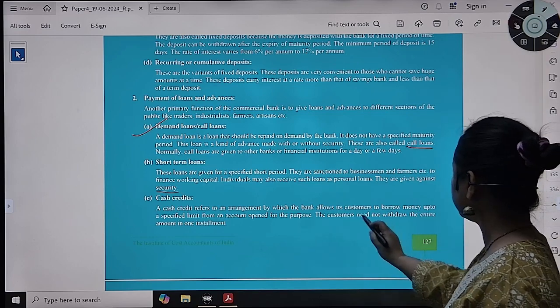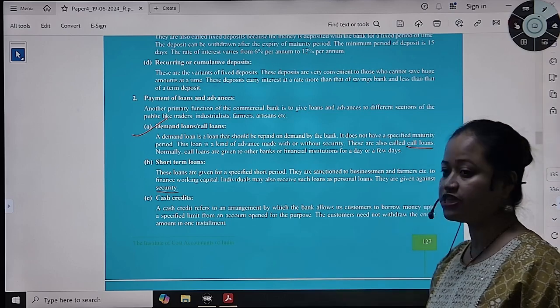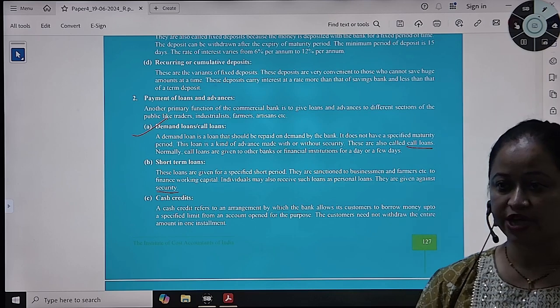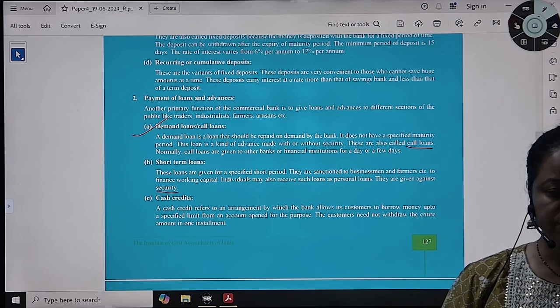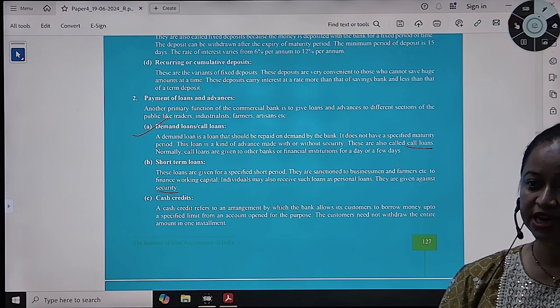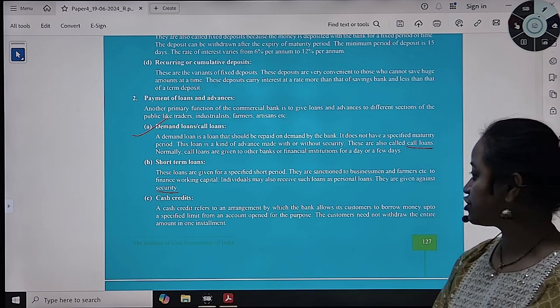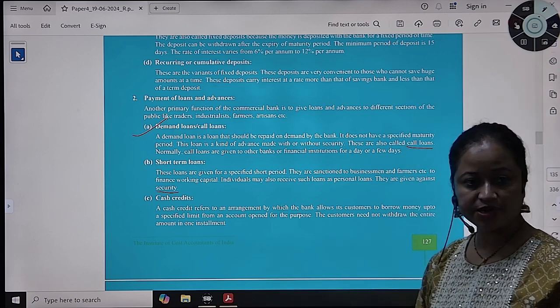So the customer need not withdraw the entire amount in one installment. It's not necessary that the customer will withdraw the entire amount. So on whatever amount the customer withdraws, only on that amount will the rate of interest be charged by the bank. So that is your cash credit all about. Am I clear to everyone? Okay.